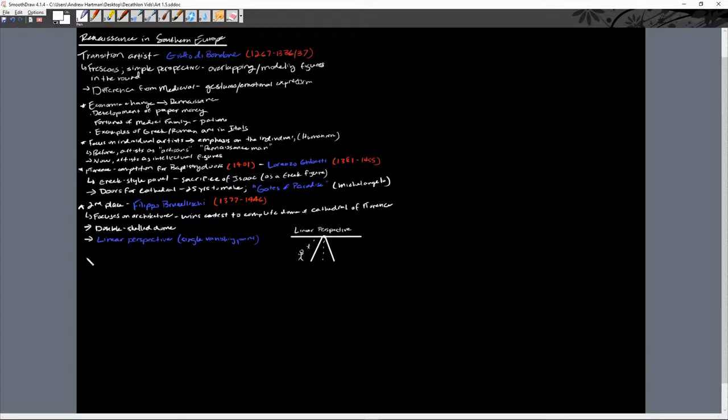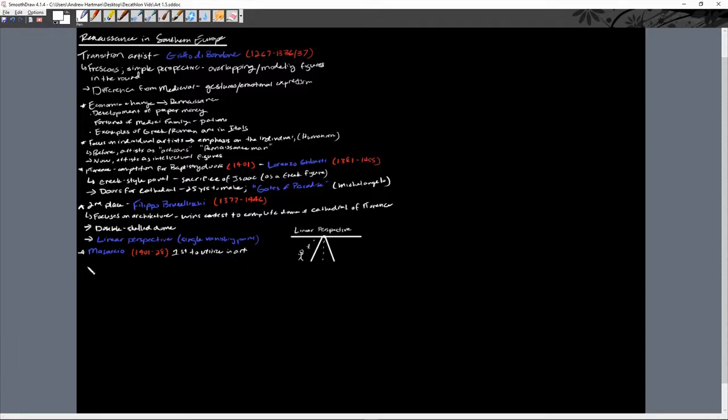And so the man to put that into practice is a guy by the name of Masaccio. So Brunelleschi's was purely theoretical, right? He didn't make any paintings using this style. Masaccio is the first to utilize it. A very young man, dies young, but he's the first to utilize it in art, right?